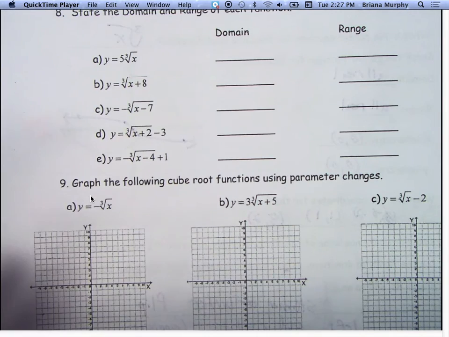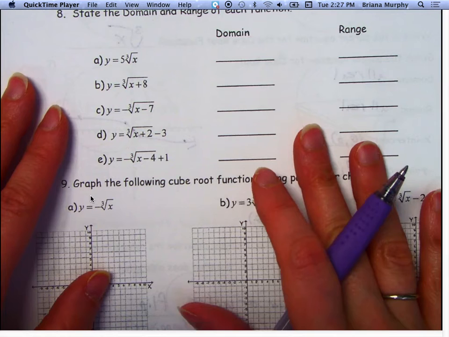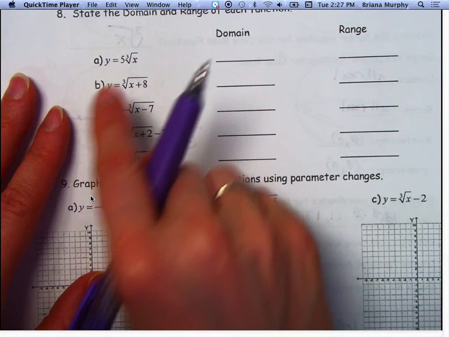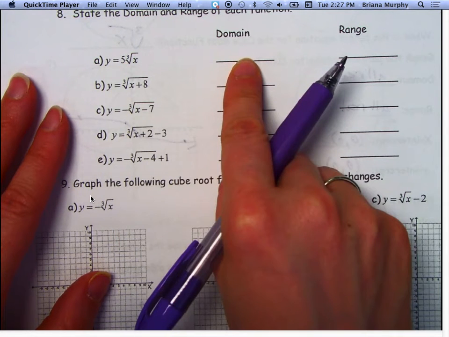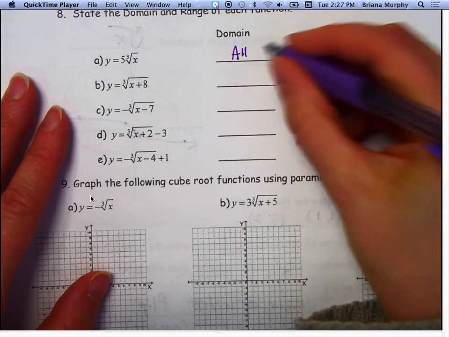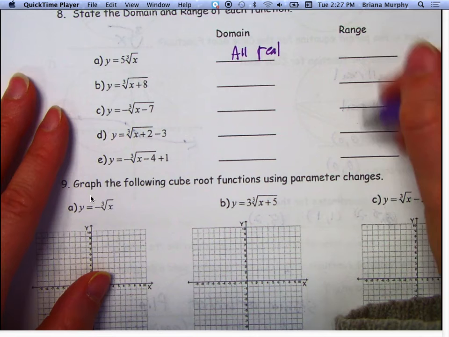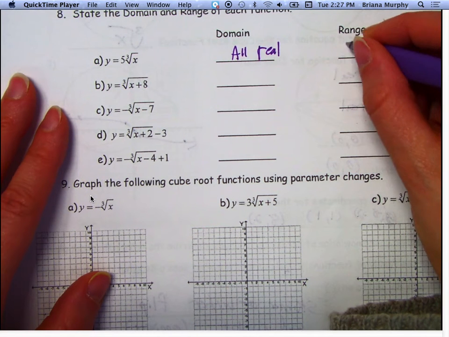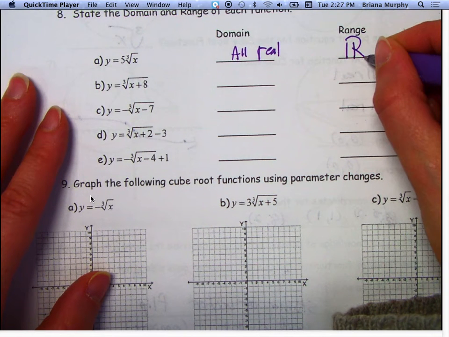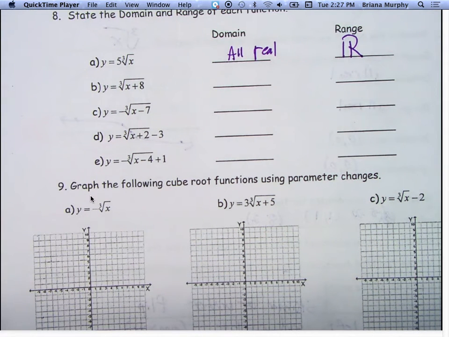Okay, let's talk about what it does to the domain and range. When I times it by 5, does it change my domain to anything? No, these are all real. Can I do just a big R where I double it, and that means all real? It's quicker. Wait, why are they all real? When I put it in my calculator, it doesn't change it, right?